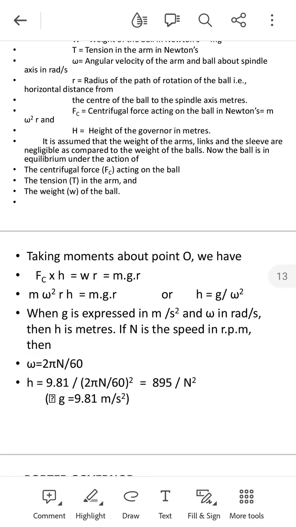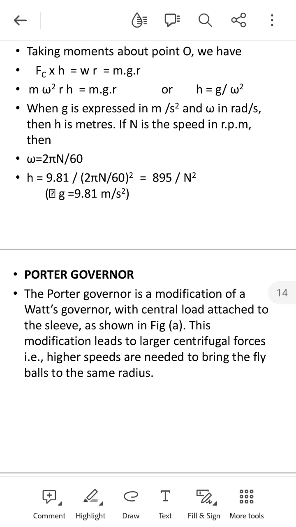Taking moments about the point, we have Fc into h is equal to W into r. W is equal to m into g. Then Fc is m into omega squared into r, so m omega squared r into h is equal to m into g into r. When g is expressed in meters per second squared, omega in radians per second, and the height h in meters, and n is the speed in rpm, then omega is equal to 2 pi n divided by 60. Then h is equal to 9.81 divided by (2 pi n by 60) whole squared.